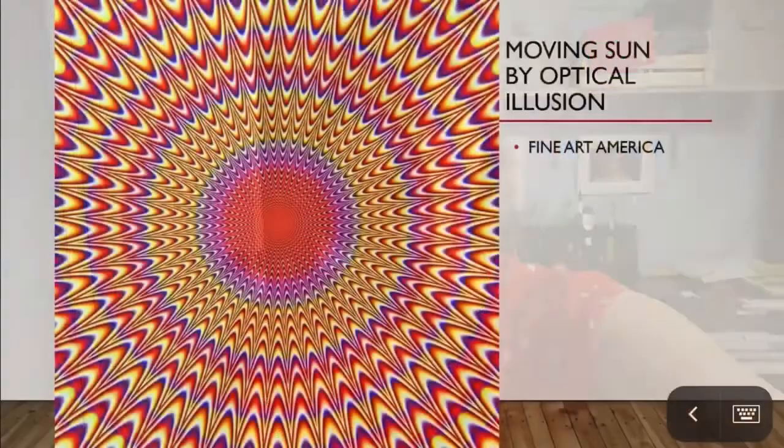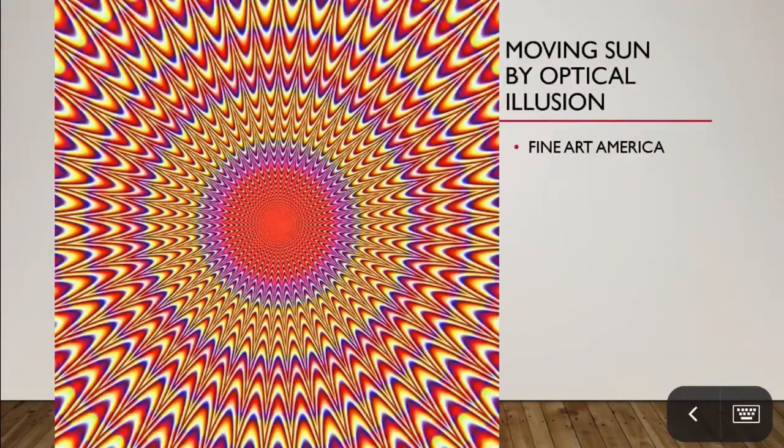All right, our first picture we're looking at is Moving Sun by Optical Illusion, which can be found on Fine Art America. And it is one of those illusions where when you look at it, you can perceive some movement. A lot of those work on the fact that there are blurry parts, so your eye's always trying to focus in and make those areas look sharper. Other optical illusions employ other devices to make them look like they have movement.